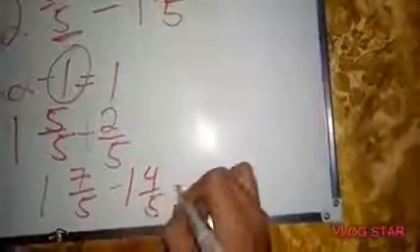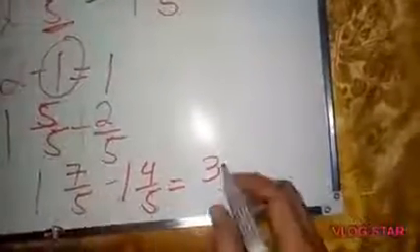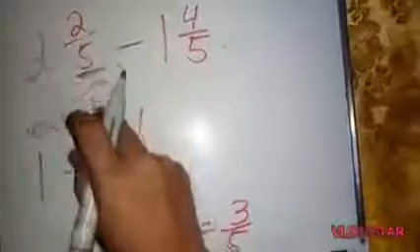Now let's subtract it. 1 minus 1, the answer is 0. 7 minus 4, the answer is 3. And copy the common denominator of the fraction part, which is 5. So the answer, or the difference, of 2 and 2/5 minus 1 and 4/5 is 3/5.